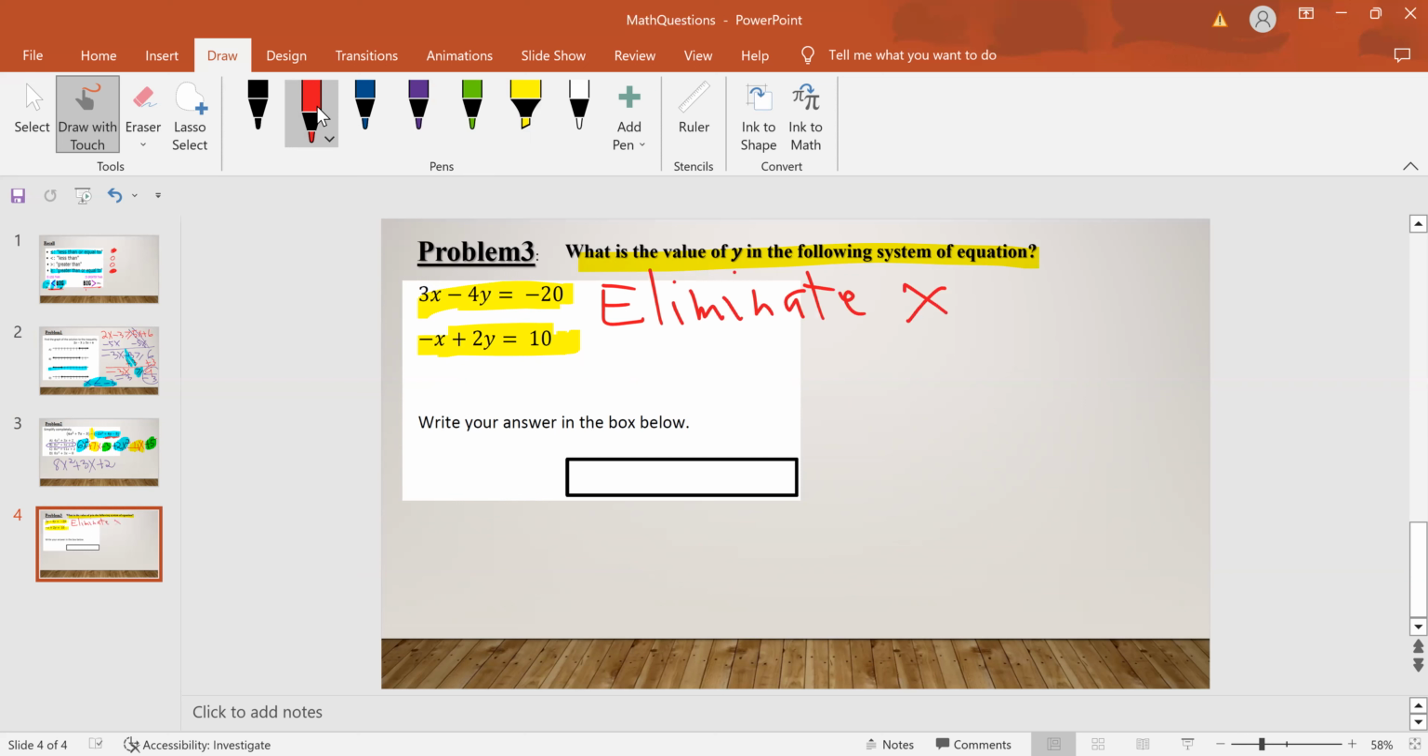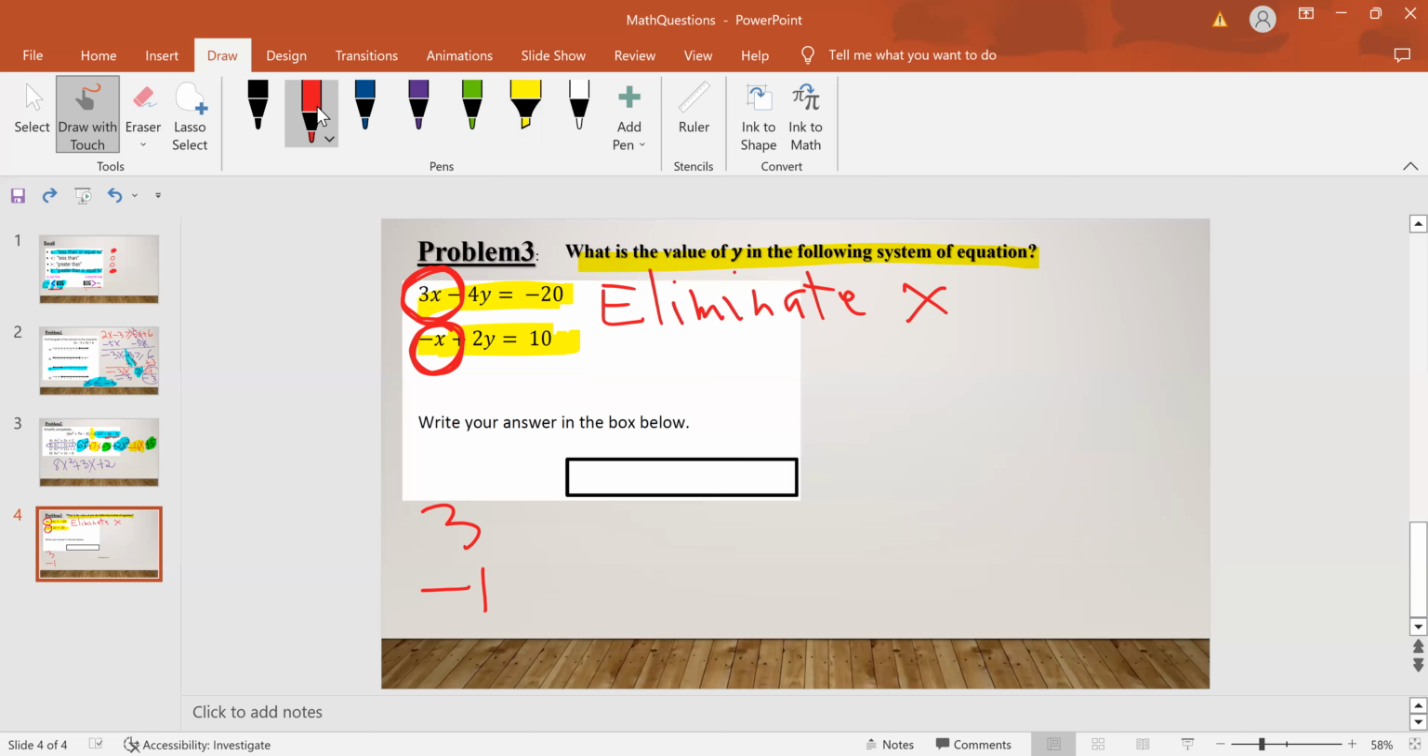So we need to eliminate, let's write it down. So eliminate what? Eliminate x. So to eliminate x, what we do? We have to see if they have opposite coefficient. Opposite coefficient means what? Okay, so the coefficient for x in the first equation is 3. The coefficient for x in the second equation is -1. Yes, we saw negative x, but you have to understand that negative x means -1x. So the coefficient is -1. So they don't have opposite coefficient.